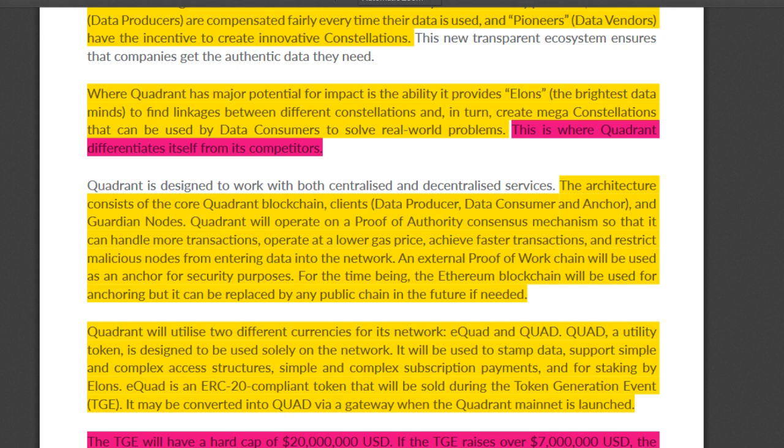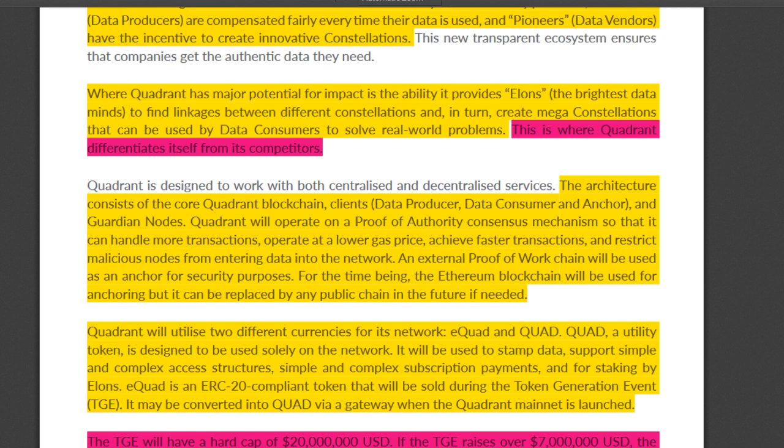That's why I'm skipping over guardian nodes and anchors right now, because that's a separate portion that works on proof of work. But if somebody has the question in Telegram, what does Quadrant run on? The Quadrant protocol runs on proof of authority. So that's their consistency mechanism, and that's how it can do all the stuff we just talked about. The external proof of work chain that will be used as an anchor for security purposes is going to be a side chain off of Ethereum. That's what's going to be proof of work because Ethereum is proof of work. We're going to go into more detail on that later in the paper.